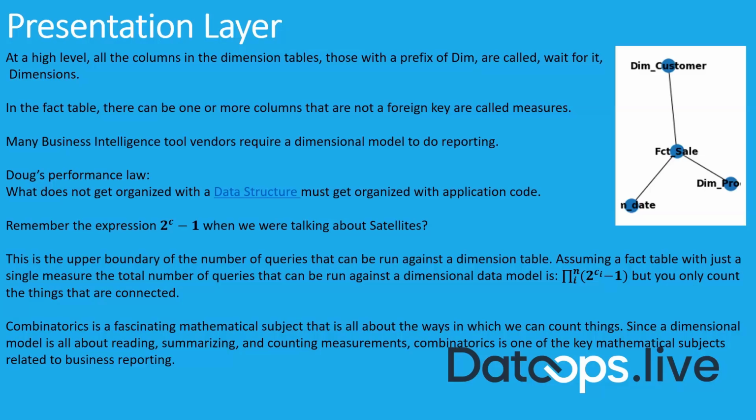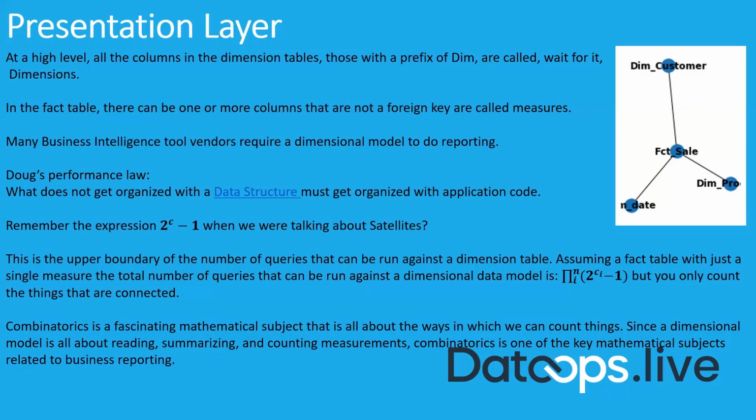So remember that expression we were talking about? That's the upper bound. If you have a fact table with just one measure, the total number of queries that can be run against a dimensional model now is the sum over i of C(n, i), which is 2^n minus 1. But you only count the things that are connected. So this actually becomes a little bit more complicated, a bit of math. And that is one way of measuring how useful your dimensional model is.